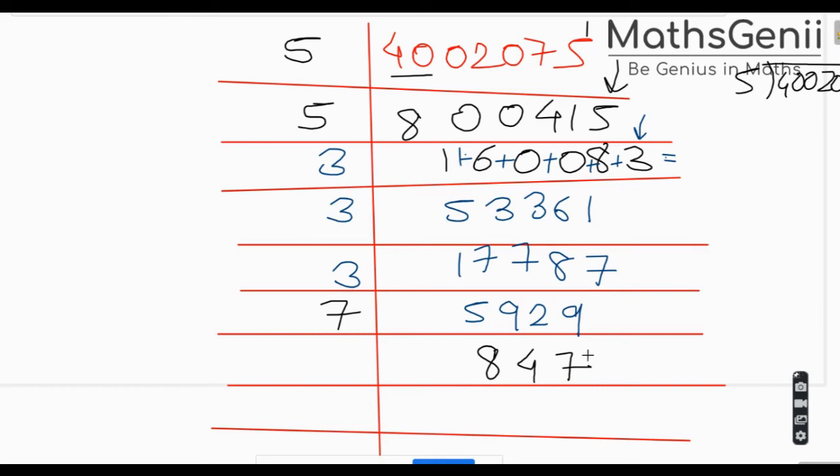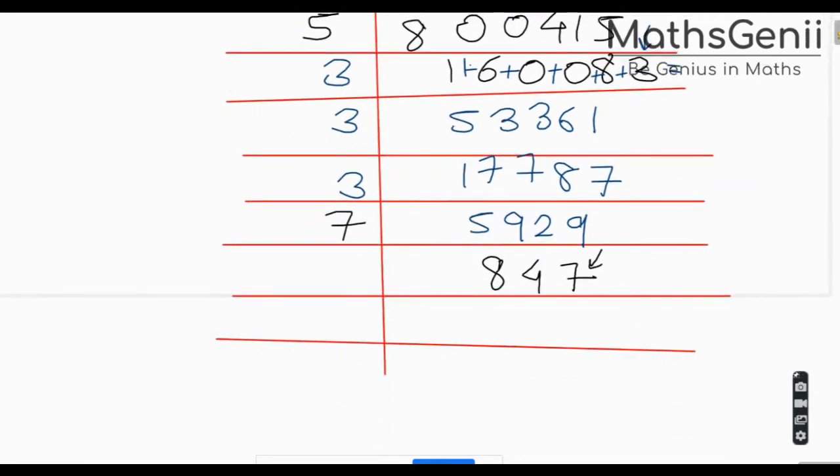Again, let's check for 2. Not possible because 7 is at the end. Let's check for 3. 8 plus 4, 12. 12 plus 7, 19. 19 does not come in 3's table. So let's look for another number. So I'm taking 7. If I divide this by 7, you get 1, 2, 1. And everyone knows 121 is 11 square.